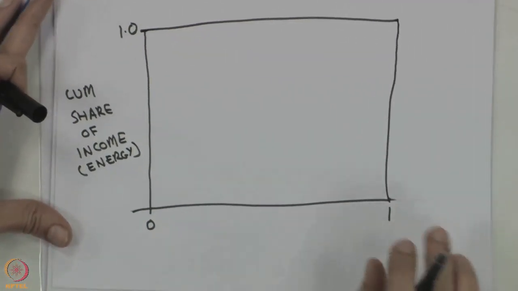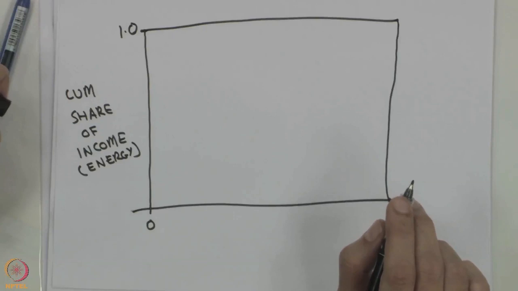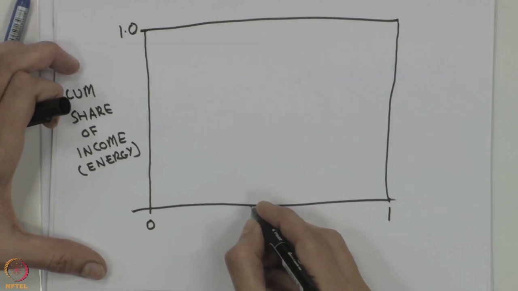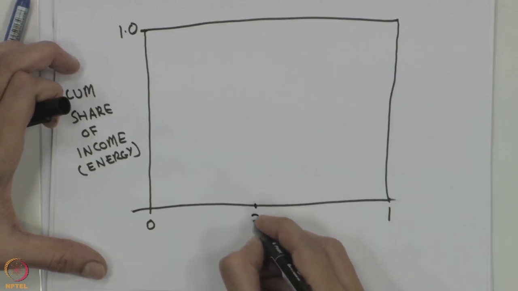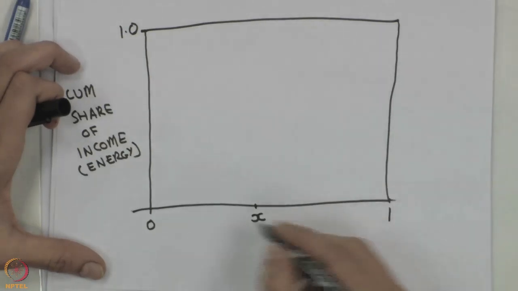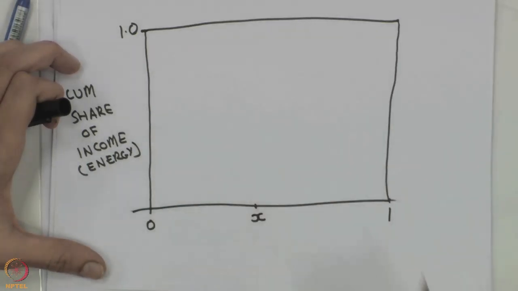Now if we had complete equality, if we take any point here as x, the fraction x going from 0 to 1, and you want to know what percentage of the income, then with complete equality, if you take 5% of the population, it would account for 5% of the income.